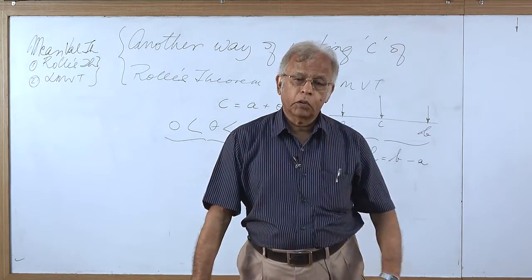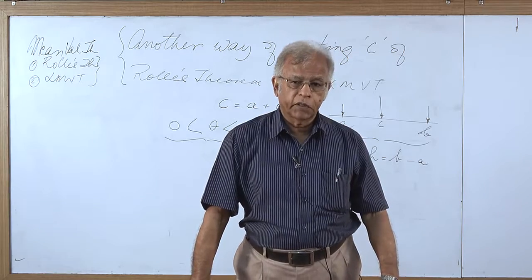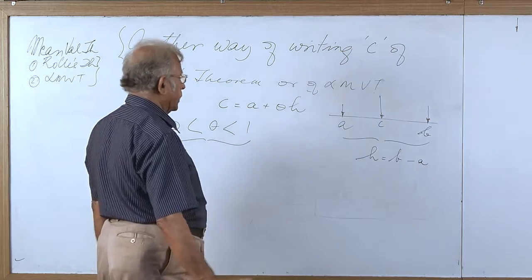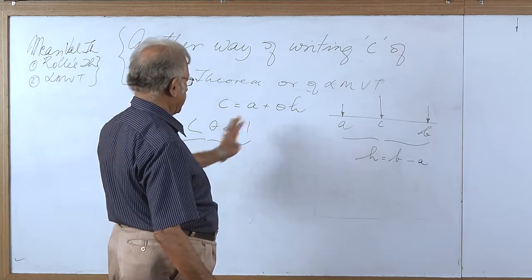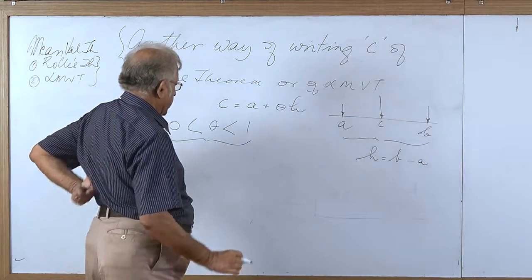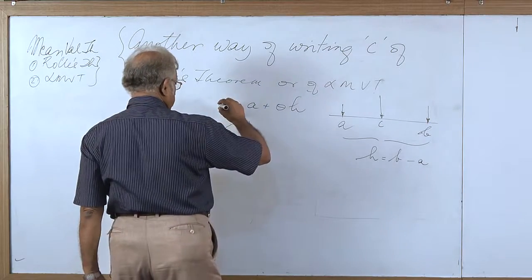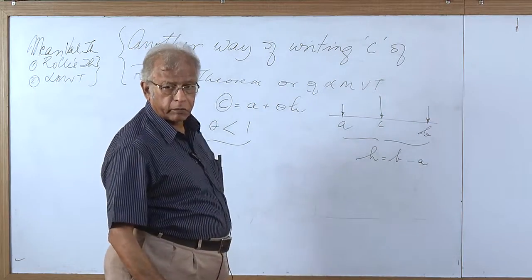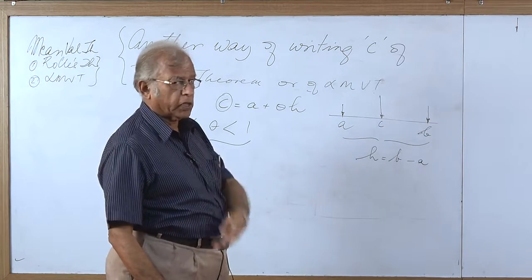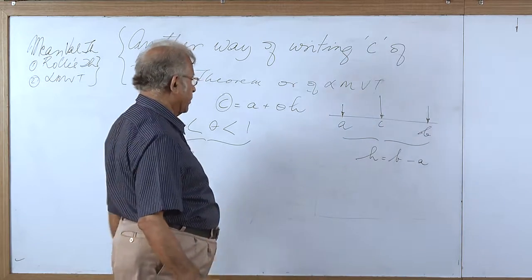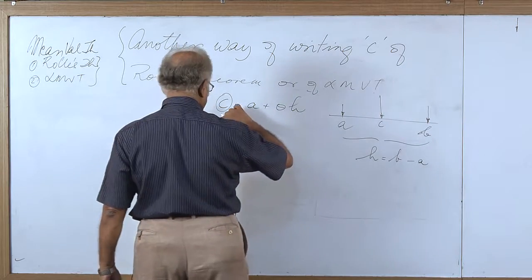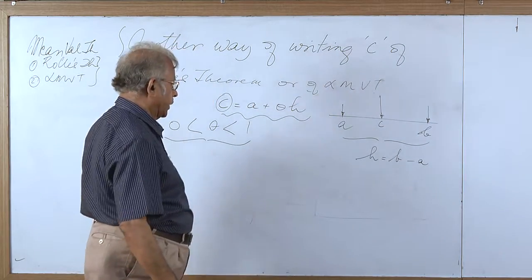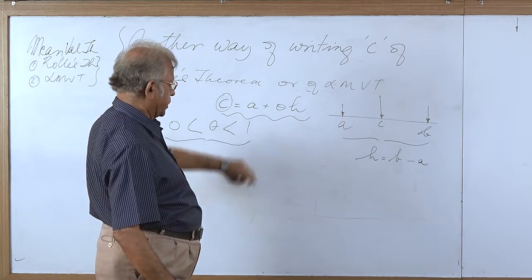Now, while talking about the mean value theorems of Rolle and Lagrange, there is one important aspect, and this has to be explained very carefully: the c which lies between a and b, both in the case of Rolle's theorem or Lagrange's mean value theorem, can be written in a different way. In other words, c is equal to a plus theta into h. We will explain these terms.